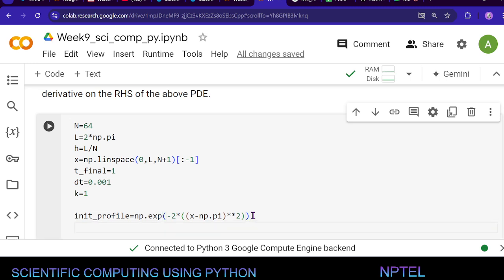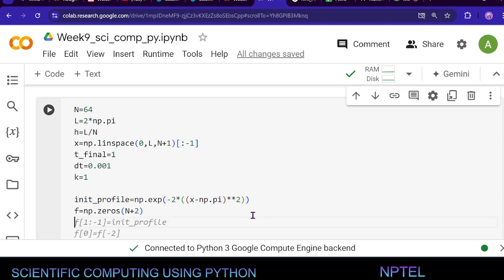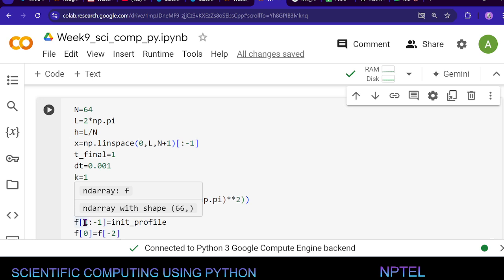And then we have to define f, which will be evolved. Okay, so how long should we make it? Well, it has endpoints, right? So it should be np dot zeros of n, but we want two ghost points outside. So we say it's n plus 2. Okay, and initially f from 1 to minus 1, this is correct. So starting from 1, so omit the 0, and go only up to the second last element. So minus 1, that is your initial profile.